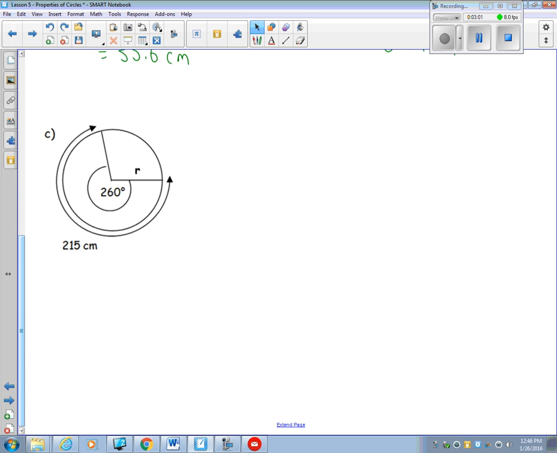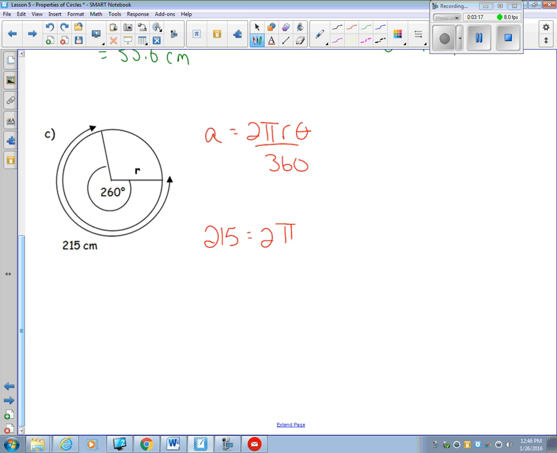And the third one here, we're looking for something different this time. Finding the radius when we know the arc length. To do this one, we can still use the same equation. The equation's not going to change. We're just going to solve it slightly differently. Here we know the arc length. That's 215. 2 is 2, pi is pi. I don't know the r, so we'll leave the r there. But I do know that the angle is 260 degrees, so times 260.